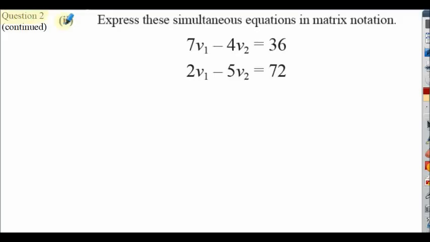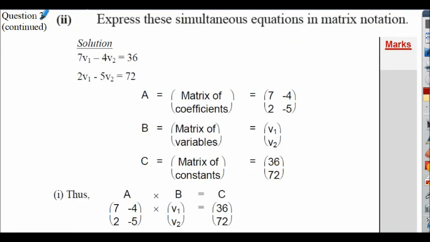Question 2, part 2 continued. We've now got to express these simultaneous equations in matrix notation. I'll show you the full work solution on the following slides. Question 2, part 2. Here's the solution using matrices. I'm going to let you review this at your own pace.